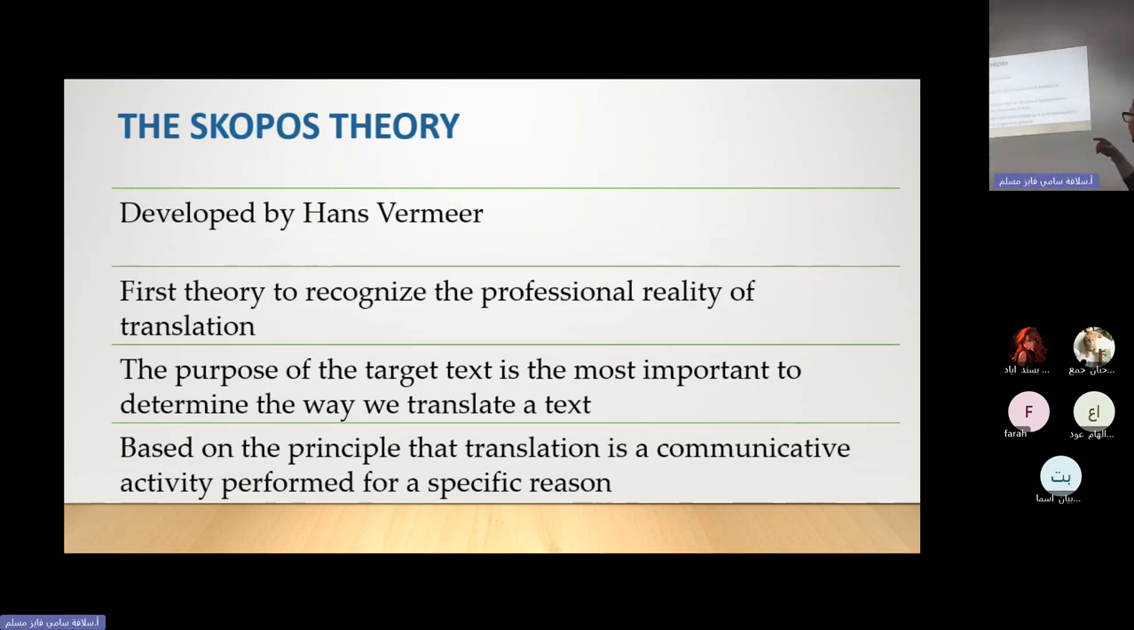Okay? So, performed by or for a specific reason. When we do communication, we do it for something specific, right? Either to call for someone, or to show our emotion, or to give information, okay? Or we communicate to say anything and everything. That's why we use communication. And that's why the Skopos theory is about the purpose of the translation in scientific and technical translation. Okay?